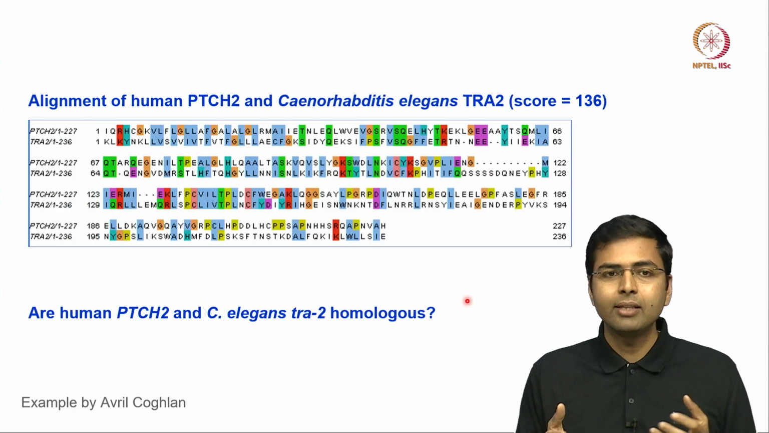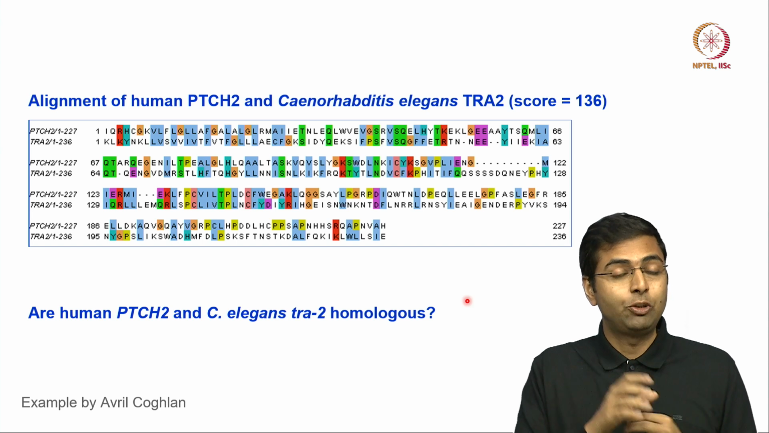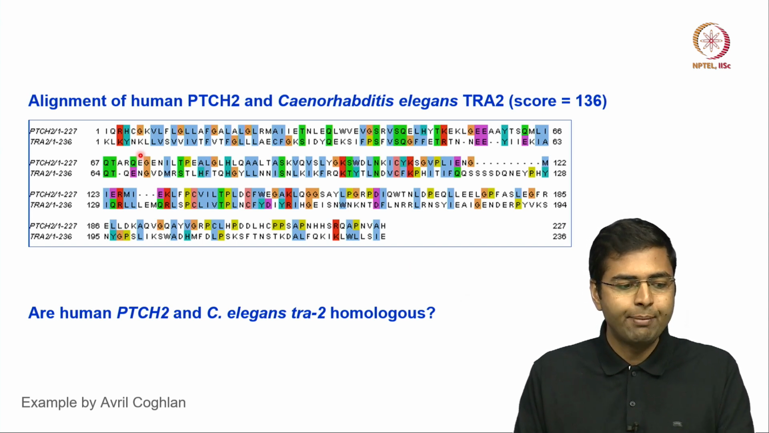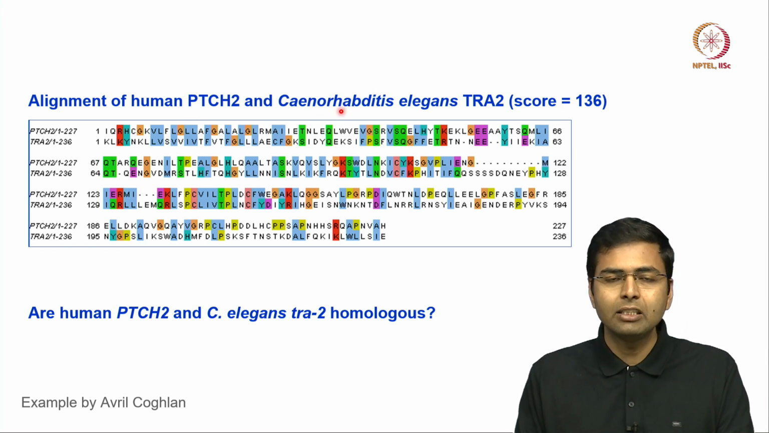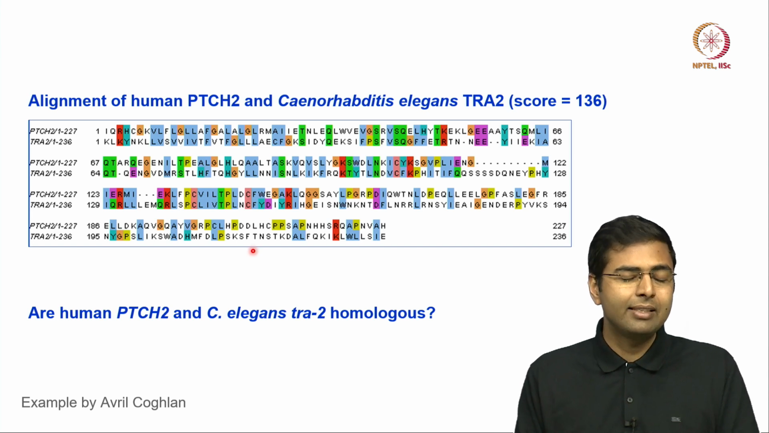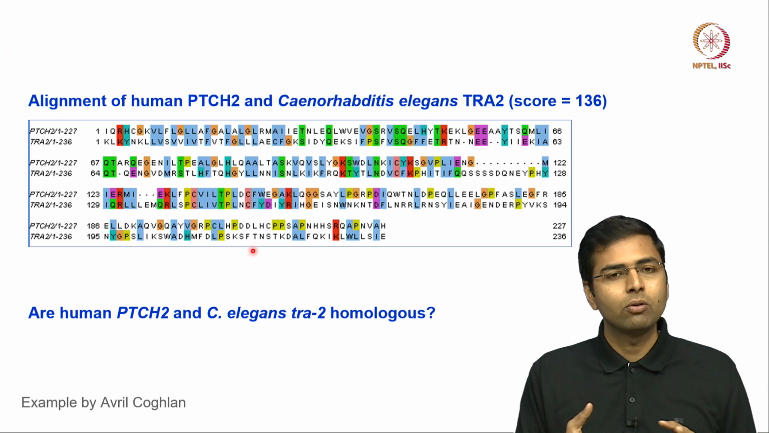But we may encounter certain examples where the situation may not be too clear. For example, in this case I am showing you an alignment of a human protein sequence compared to C. elegans, which is a worm, and its TRA2 protein sequence. In this particular case I can see that there are some matches, but it is not a strong similarity. So, there are many mismatches as well.